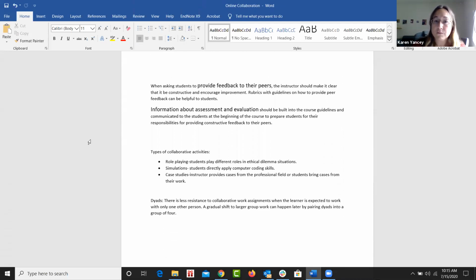When asking students to provide feedback to their peers, the instructor should make it clear that it needs to be constructive and to encourage improvement. And you can provide rubrics for this with guidelines on how students can provide feedback to their peers to give them guidance. Information about assessment and evaluation should be built right into the course guidelines at the very beginning and communicated to the students clearly to prepare them for their responsibilities for providing constructive feedback to their peers. This also gives them a sense of security because they know what to expect.